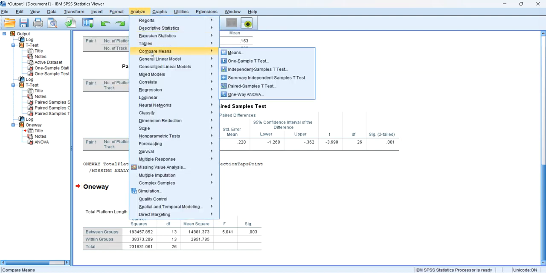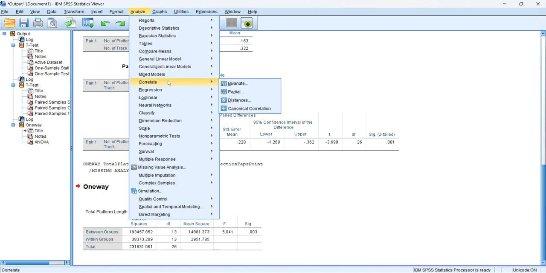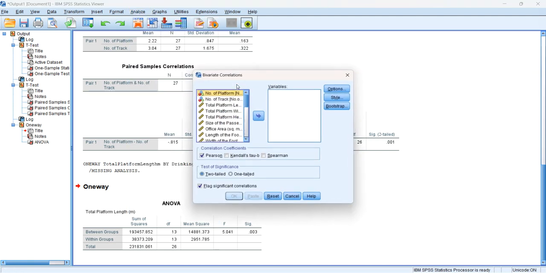For comparative means you can do all those things for hypothesis testing and all. Then you need to learn about correlation. In correlation, I just discussed the bivariate and partial correlation. In the bivariate correlation, there are two variables.